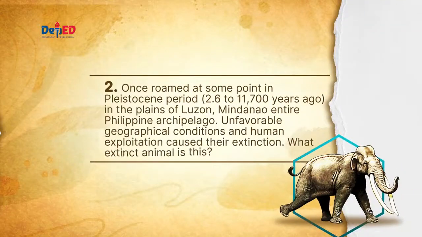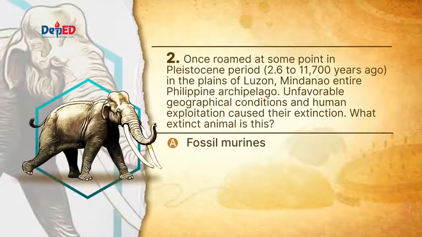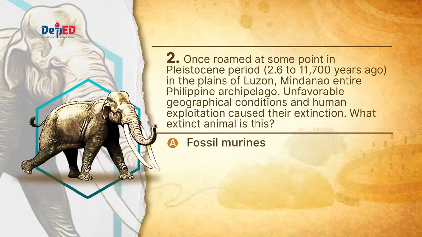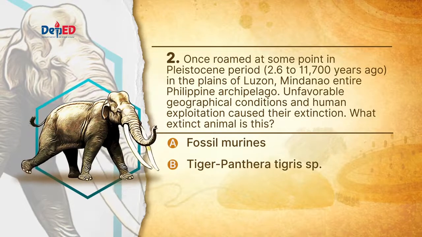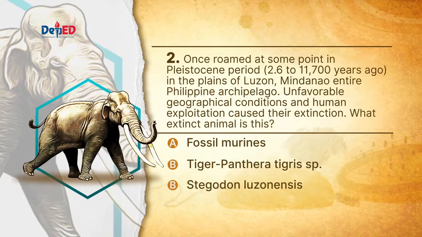Question number 2. Once roamed at some point in the Pleistocene period in the plains of Luzon, Mindanao, and the entire Philippine archipelago. Unfavorable geographical conditions and human exploitation caused their extinction. What extinct animal is this? A. Fossil murines. B. Tiger Panthera tigris species. Or C. Stegodon luzonensis.